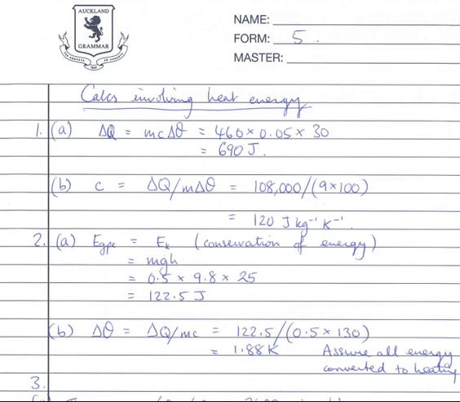If we go to the way this is done, we see that delta Q equals mc delta T. So we always start with a formula, then we substitute in the given numbers, 460 for the specific heat capacity, 0.05 for the mass, and change of temperature is 30 degrees. So this gives our answer 690 joules. It's an energy, so the unit has to be joules.